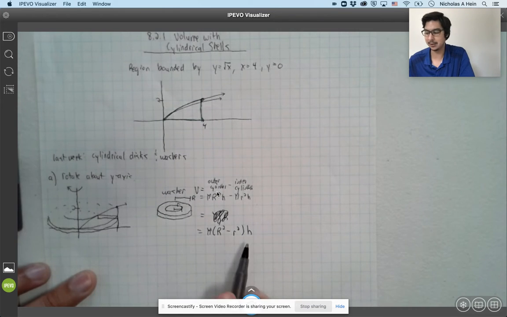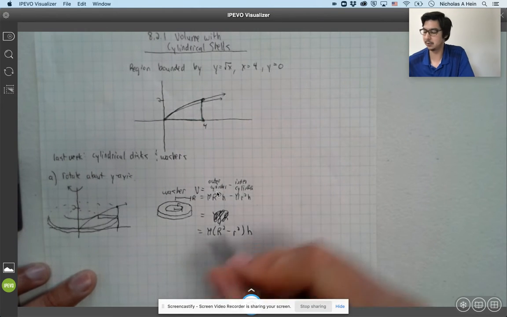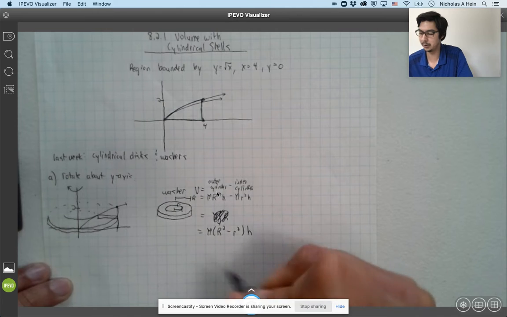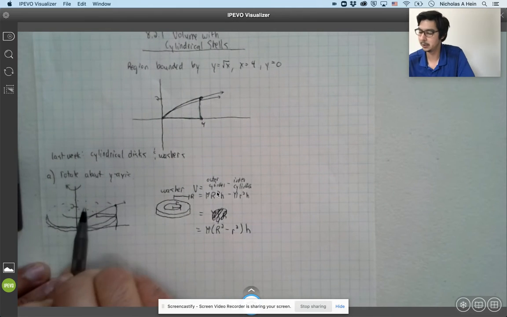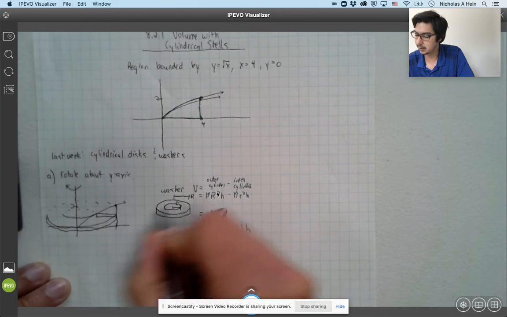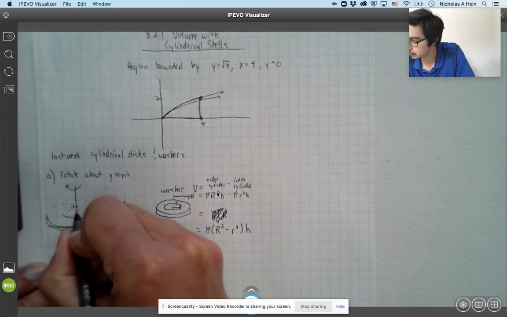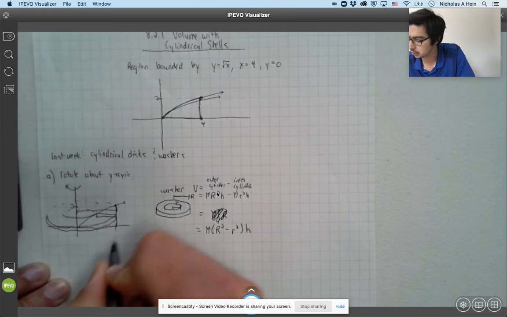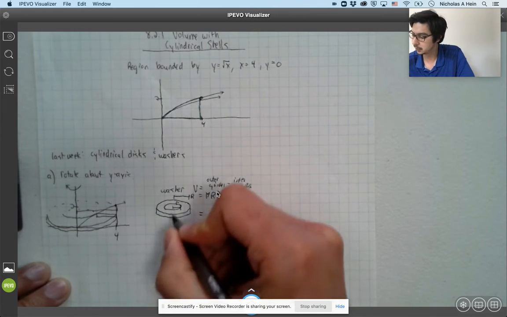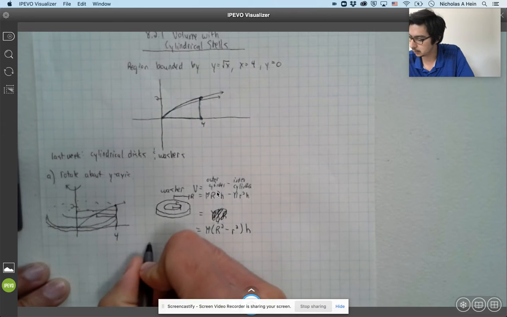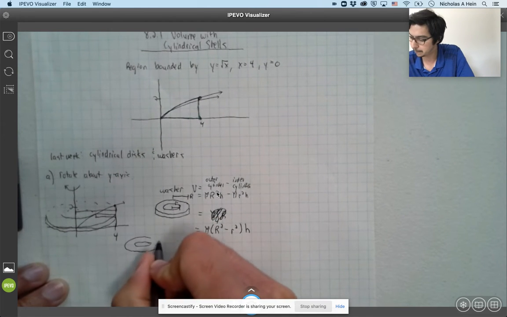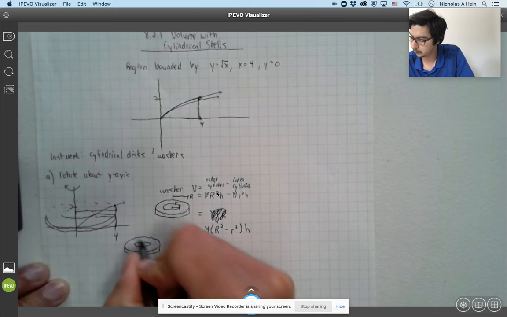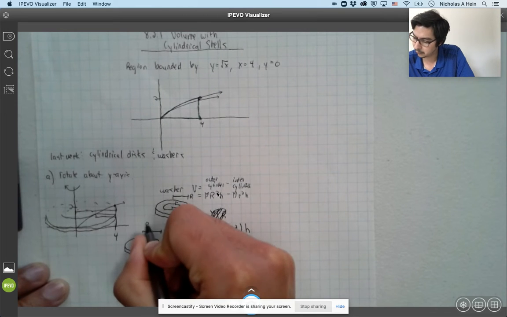And then what's happening here is the height is a very small thickness, right? So that's your dx or dy. So in this problem, if we work it out so you can see it, your outside radius, the distance from the center to the outside, is just 4. So your outside radius is 4.